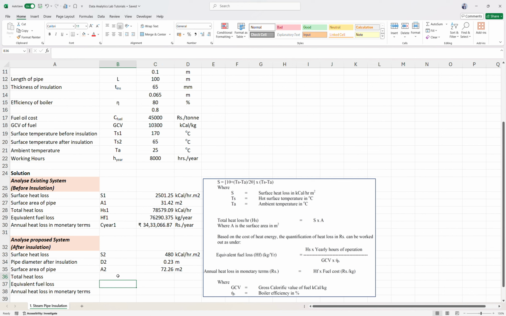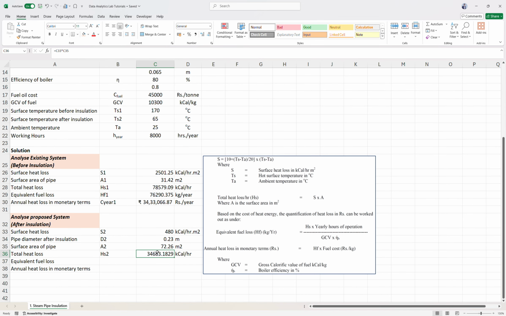Okay, then total heat loss. So HS in the second scenario, HS2 equal to whatever is S2 into A2, tab. So this is actually kilocalorie per hour, not meter square, because already area has multiplied the S2 quantity. So enter. So HS2 is now actually 34,000. Now in this case, what we observe here is that even if the pipe diameter has actually increased, but surface heat loss has reduced from 78,000 to 34,000, which indicates effectiveness of the insulation.